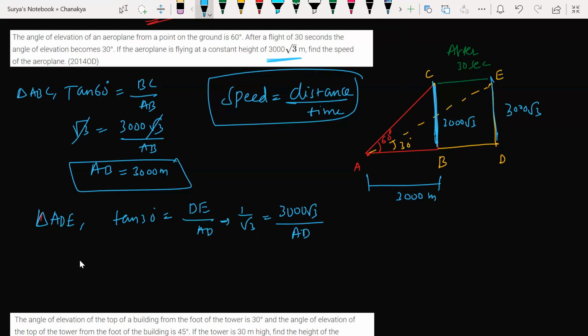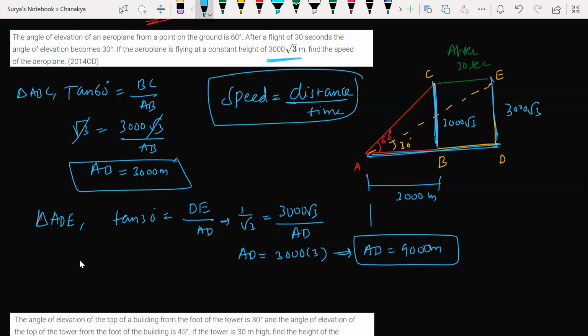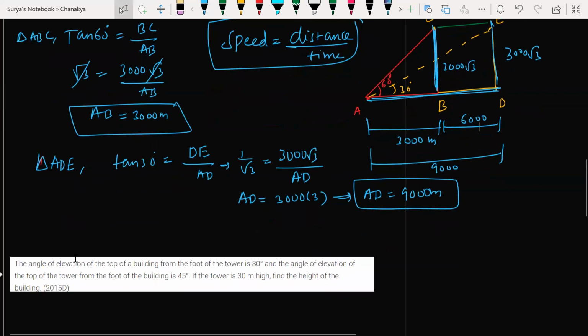We know that AB is 3000 meters, and we can write that later. AD is equal to what? 3000 into root 3 into root 3. AD is equal to 9000 meters. So this whole length is 9000. So BD is 6000. Very good. BD is equal to 6000. Understood? I got the distance now. Yes, sir.